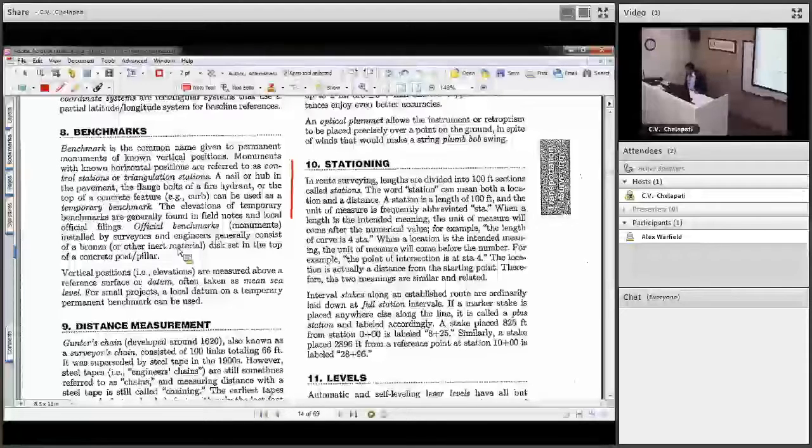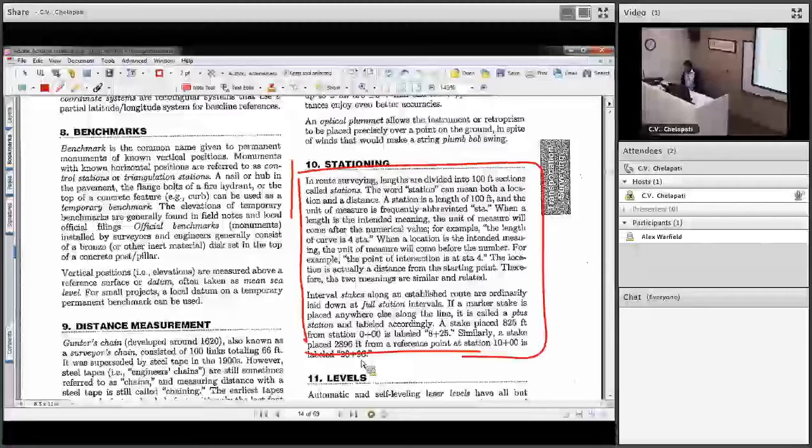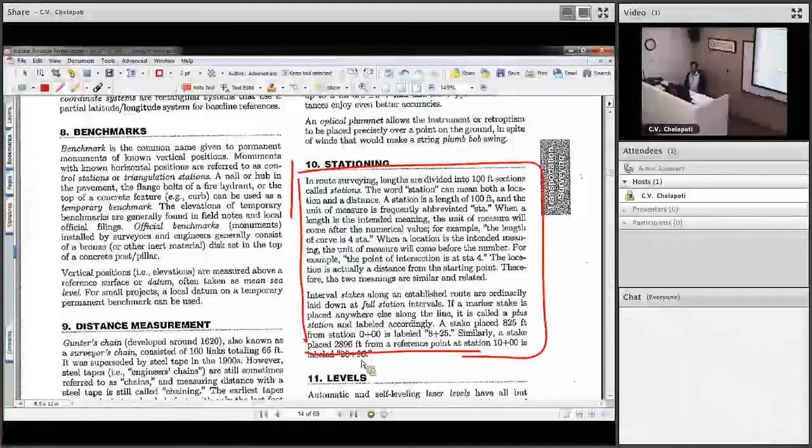So let's start with stationing and understand what exactly it is. The material here pretty much summarizes your stationing concept. If you have something expressed in feet, how do you express the length measured in terms of stationing? I don't want to read all this content, but I just want to give you an example. Look at this here: a stake placed 825 feet from station 0 plus 00 is labeled 8 plus 25.